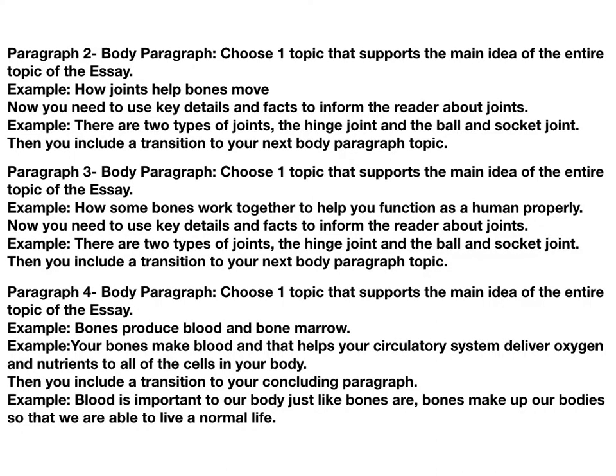Paragraph 4, you're choosing one more topic that supports the main idea of the essay. So bones produce blood and bone marrow. Your bones make blood, and that helps your circulatory system deliver oxygen and nutrients to all the cells in your body. And so you need that to live as a human. So you include a transition to your concluding paragraph. So your concluding paragraph is where you bring it all to an end. So an example would be blood is important to our body, just like bones are. Bones make up our bodies so that we are able to live a normal life.